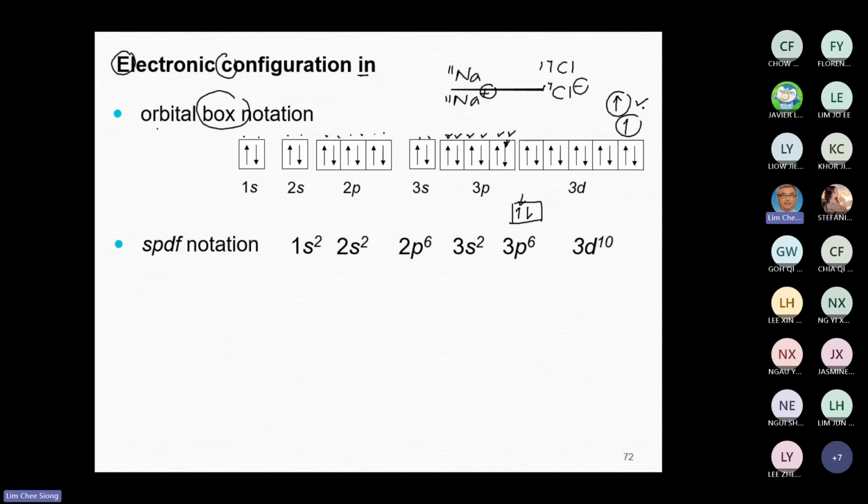Understand? I verify this here because when you refer to some of the books, you may ask, Mr. Lim, how can this one have a half spin and the other one a full spin? Which one is correct? Both are correct. And okay, this is under the orbital box.